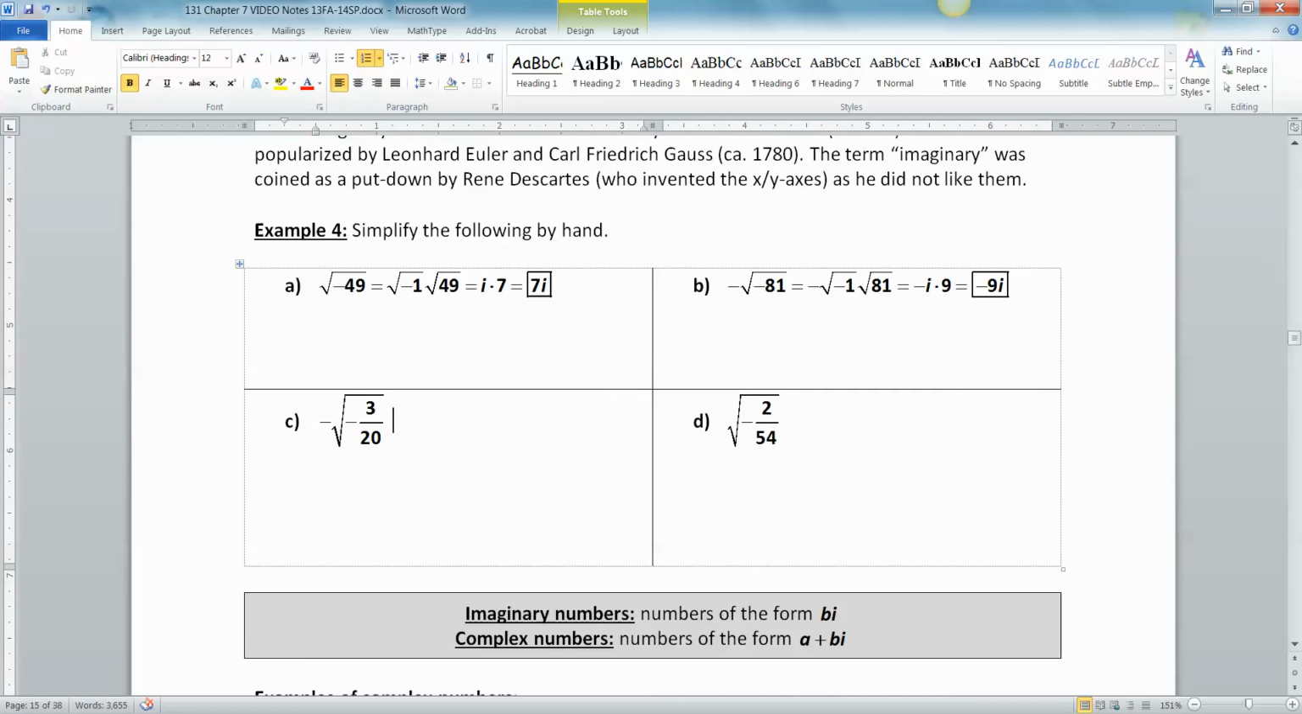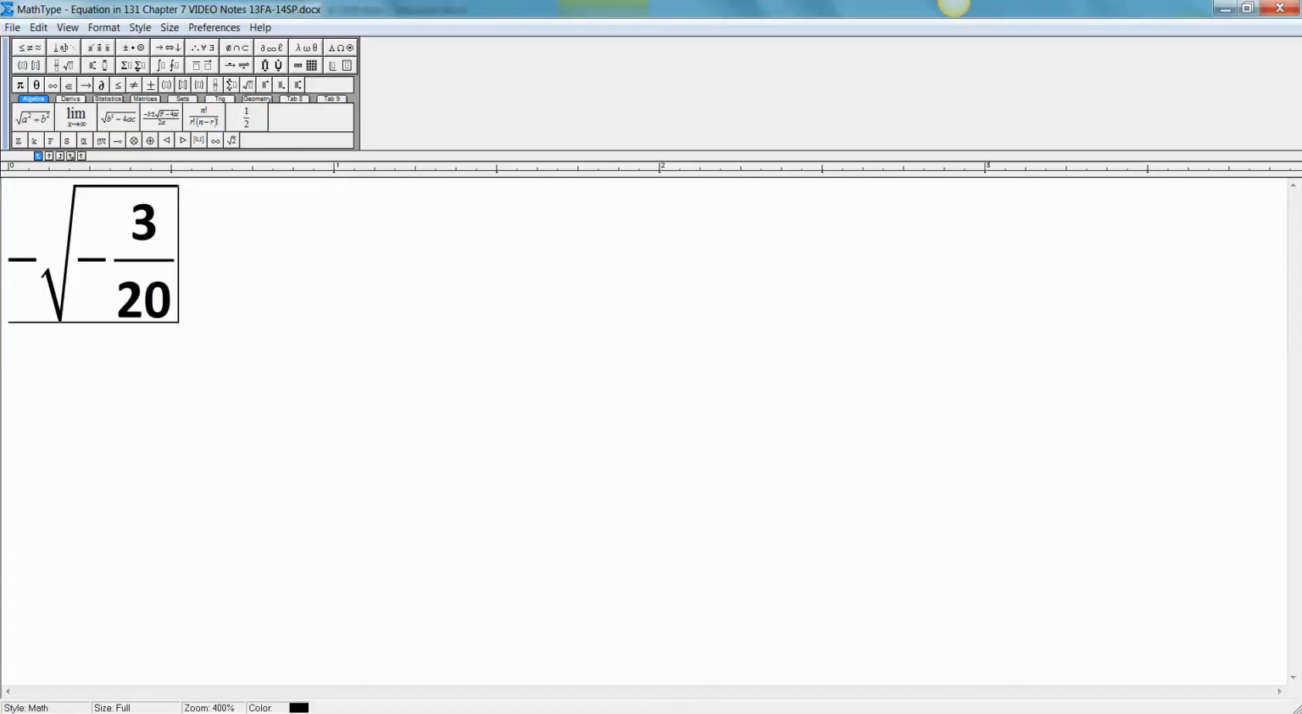All right, now what about this one? Okay, so my first step is going to be to take the i out and to break up the radical. I'm going to do 2 steps at once. This is going to rock your world. All right, so negative. I'm going to make it i square root of 3 over the square root of 20.